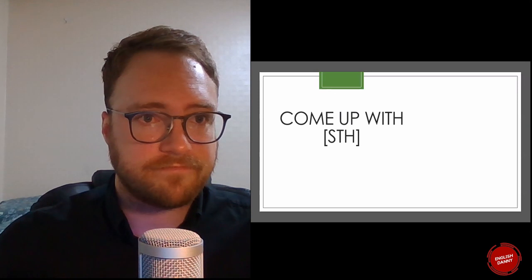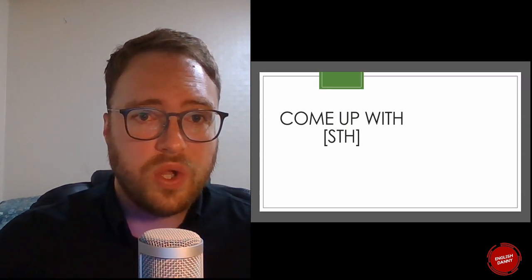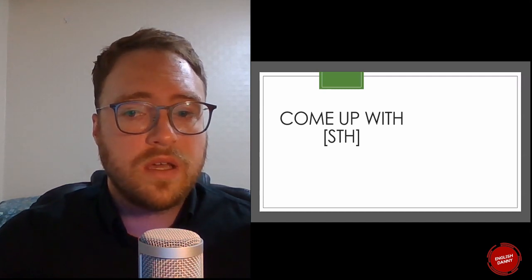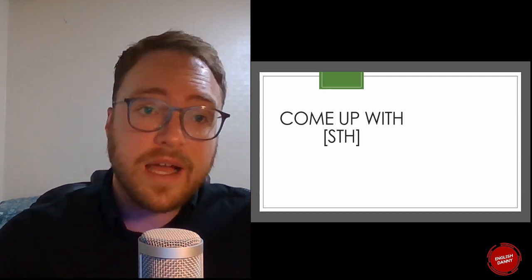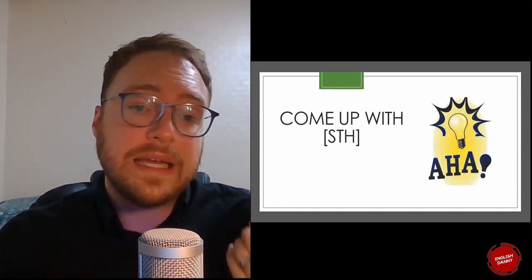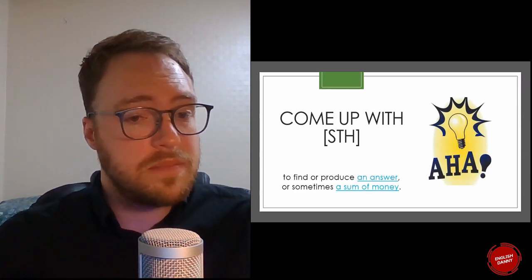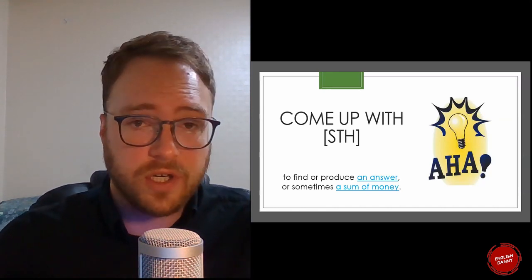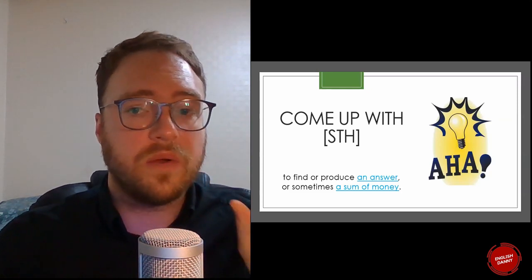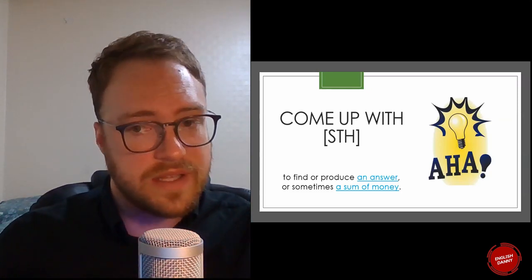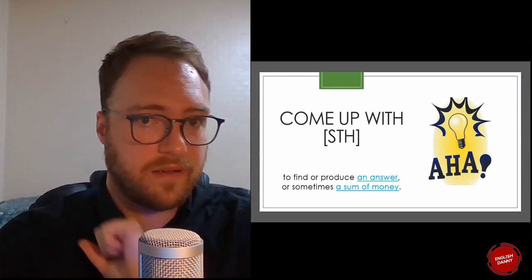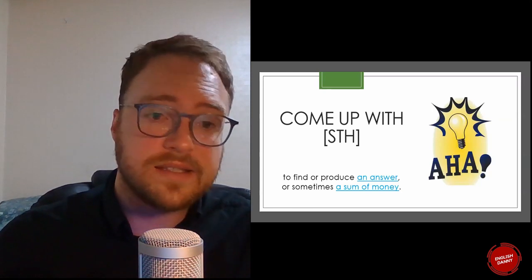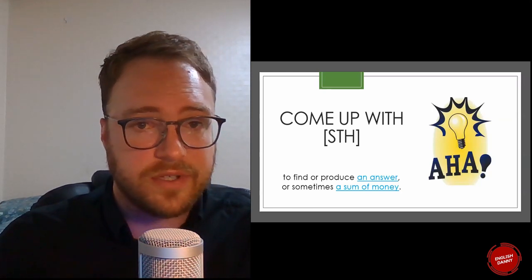Okay. The third phrasal verb we'll learn about today is come up with. It means to find or produce an answer, or sometimes a sum of money. This phrasal verb is always followed by something. So it's come up with something. Usually, it's always an object because this is a transitive phrasal verb.